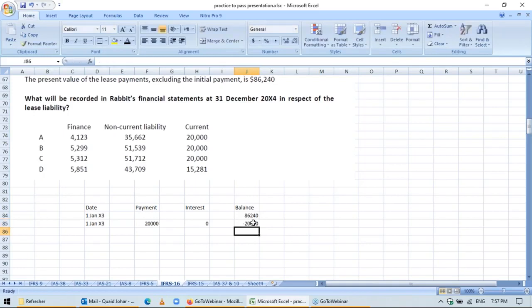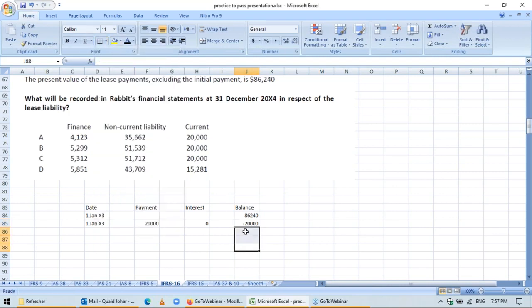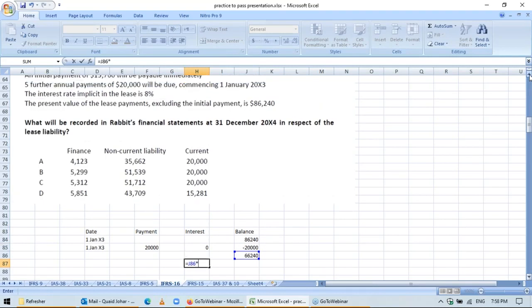So I deduct 20,000 from it. Now the balance left behind after this 20,000 payment of principal is 86,240 minus 20,000. This gives you 66,240. Now for the next year, the interest, the 2003's interest, is to be recognized on 66,240, right? So the interest rate as per question is 8%.